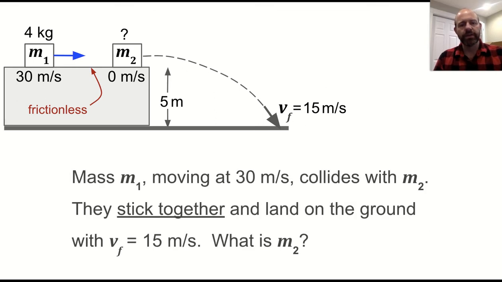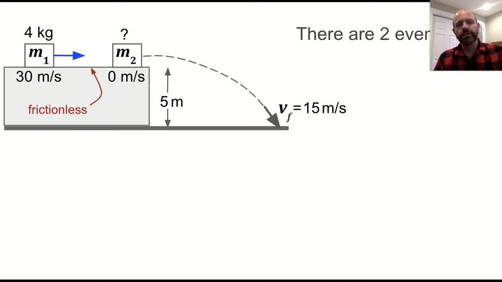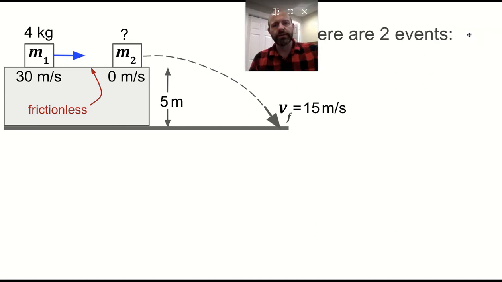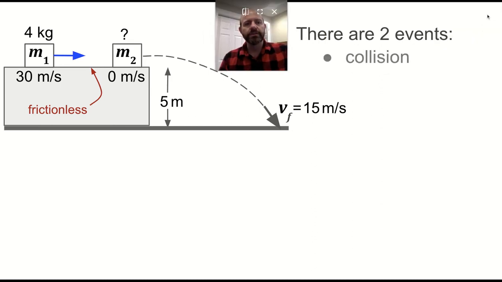Mass 1, moving at 30 meters per second, collides with M2. They stick together, becoming one final object, and they land on the ground with a velocity of 15 meters per second. What is mass 2? So, two events, right? And that's how these kinds of things work. The first event is the collision. The second event is projectile motion.